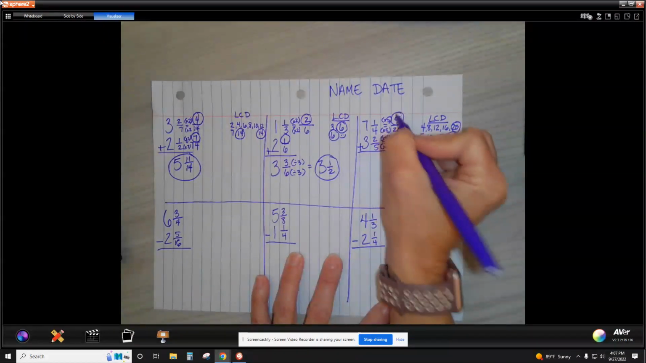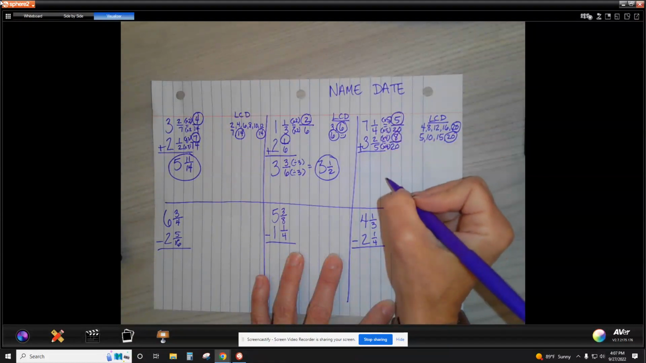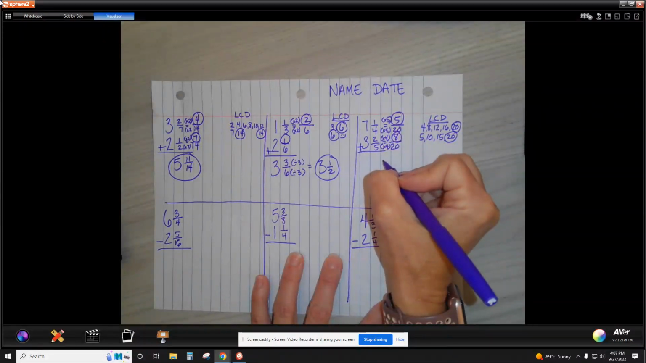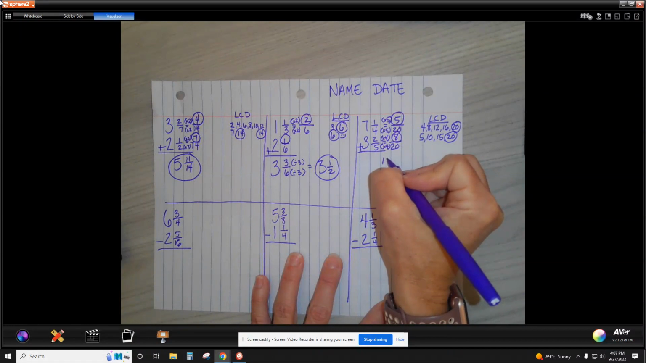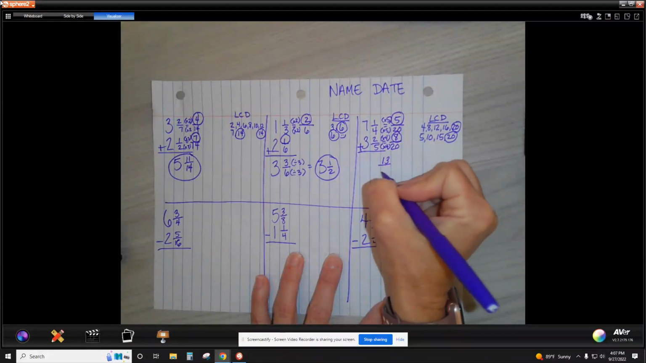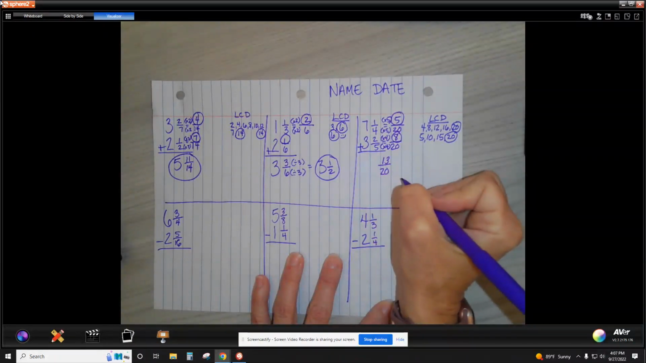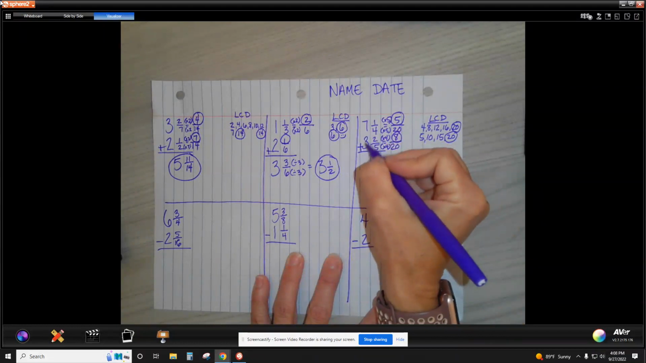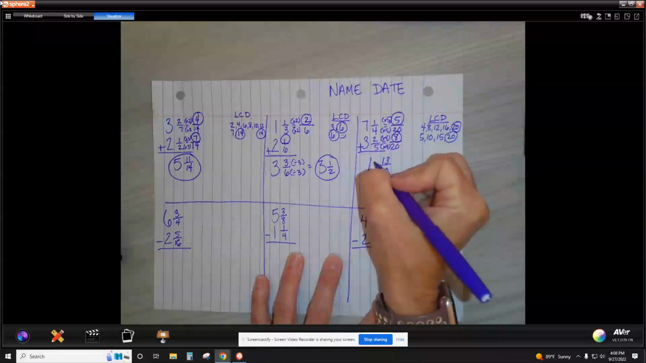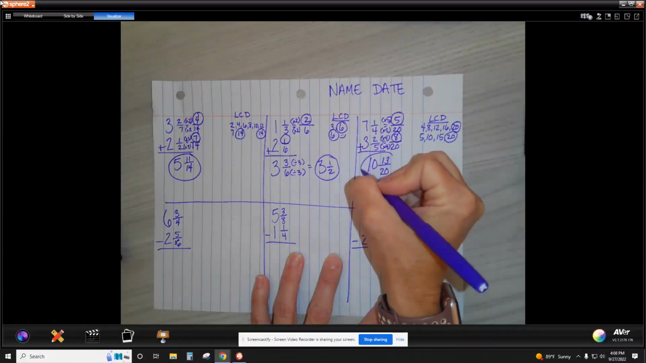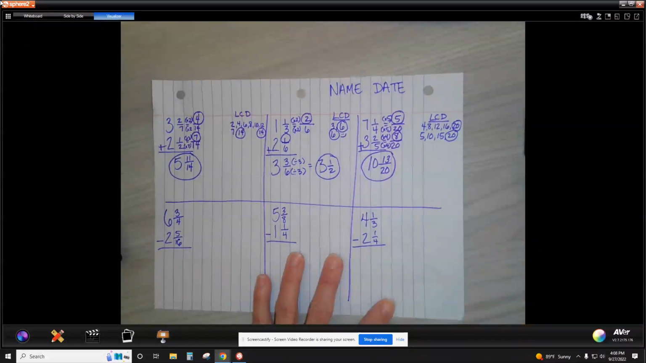Now I'm adding 5 plus 8, and I get 13 20ths. And I can't forget about the 7 and the 3. I got to put a 10 here. 13 is prime, so this can't be simplified.